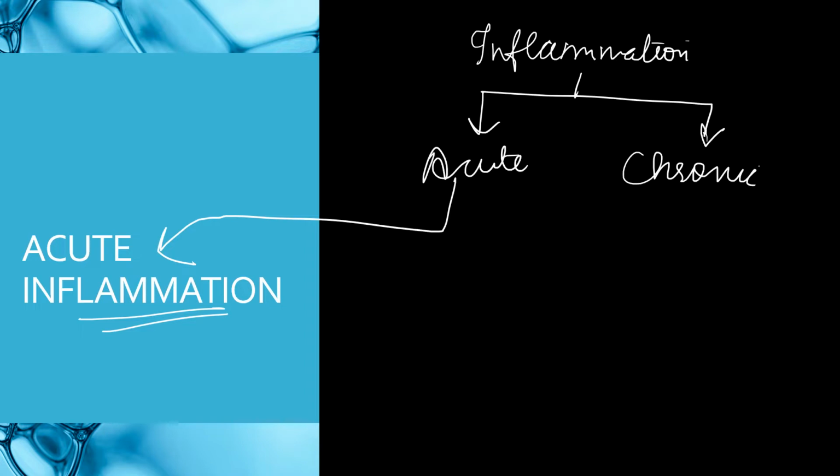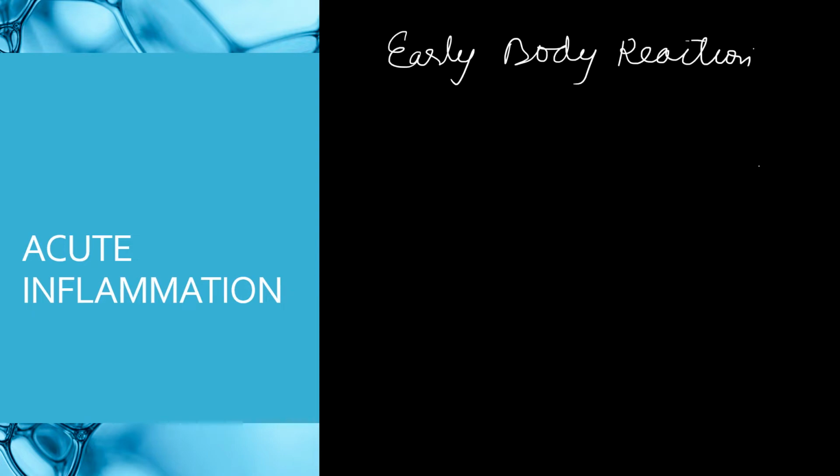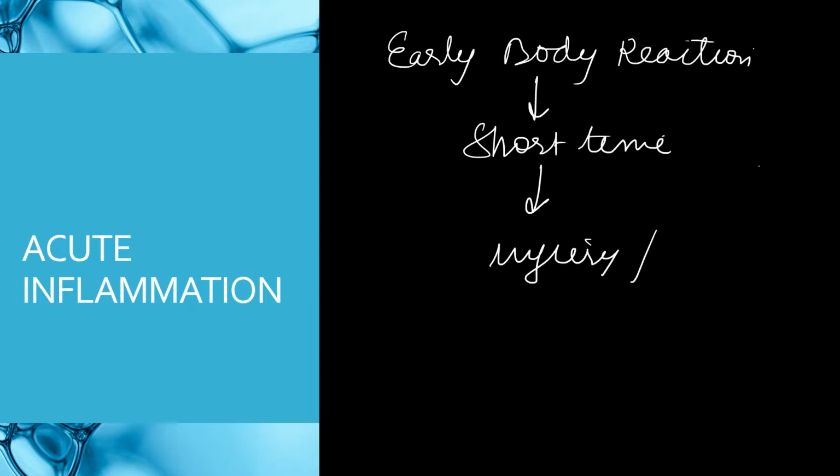Why do we call it acute inflammation? What are the types, processes, and the inflammatory response of it will be discussed later in this video. What is acute inflammation? Acute inflammation is an early body reaction which occurs in a short time in response to any injury or infection.